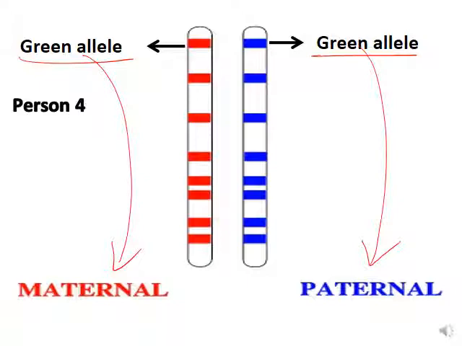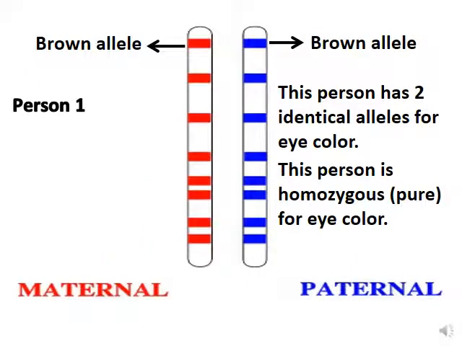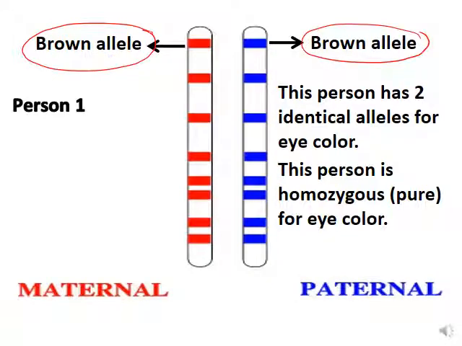So what can we say if we have identical alleles? And what can we say when we have different alleles? Let's see. If the first person has a brown allele from the maternal origin and a brown allele from the paternal, this person has two identical alleles for the eye color. So this person is said to be homozygous, or you have to know the other word, it's called pure. So this person is pure or homozygous for the eye color.